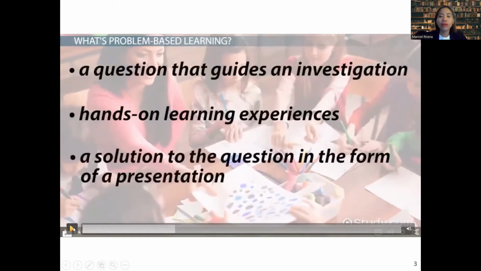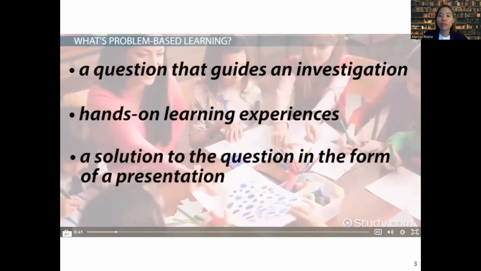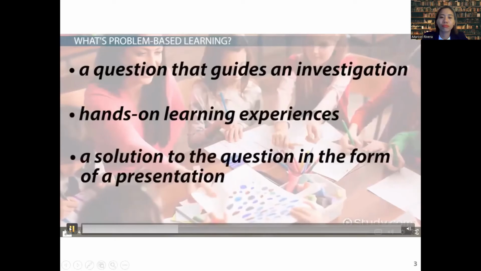And at the same time, a solution to the question in the form of a presentation. So this is now what the students would present: they would present the solution to the question that you gave them, because they will do investigation. And in the process of doing investigation, they would be part of it. So they would experience hands-on learning. And then later on, they would come up with a solution about the question, and they would present that in the form of a presentation.